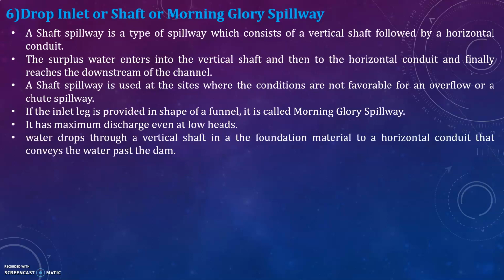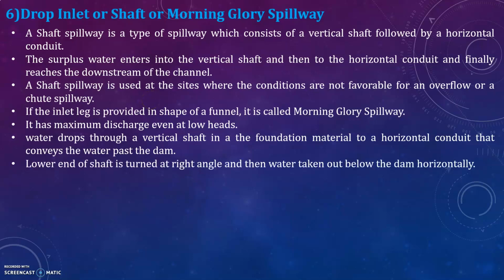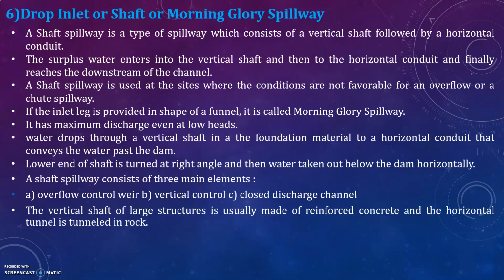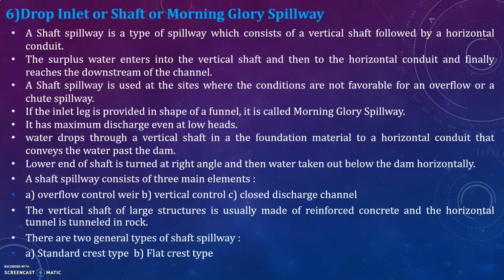Water drops through a vertical shaft in the foundation material to a horizontal conduit that conveys the water past the dam. The lower end of the shaft is turned at a right angle and then water is taken out below the dam horizontally. A shaft spillway consists of three main elements. The first one is overflow control weir, second one is vertical shaft, and third one is closed discharge channel. The vertical shaft of a large structure is usually made of reinforced concrete and the horizontal tunnel is tunneled in rock. There are two general types of shaft spillway. The first one is standard crest type and the second one is flat crest type.